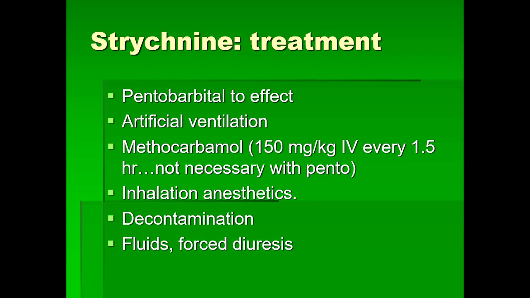If we do not have pentobarbital, we can use gas anesthetics, and for decontamination we can use an emetic if we are early, before the onset of signs. If we are past that point, maybe we can go with activated charcoal and a saline or osmotic cathartic, which is also effective to bind the strychnine in the GI tract. And finally, fluids and forced diuresis will probably speed up the elimination through the urine.